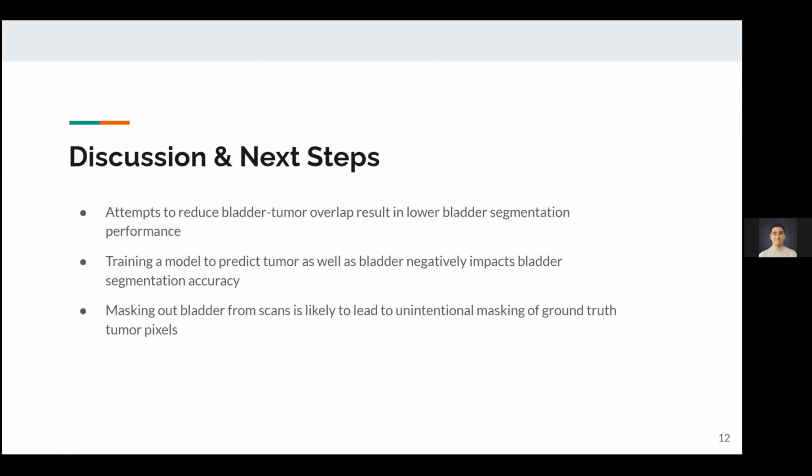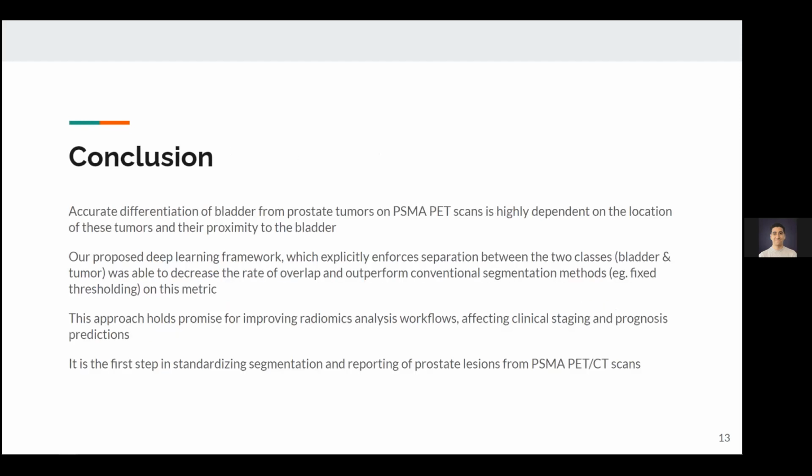With regards to our initial goal, it seems that masking out segmented bladder regions from PET scans without careful consideration of tumor overlap may result in unintentional masking of ground truth tumor pixels. For the purposes of automating this task, it may be necessary to have some allowable margin of bladder tumor overlap.